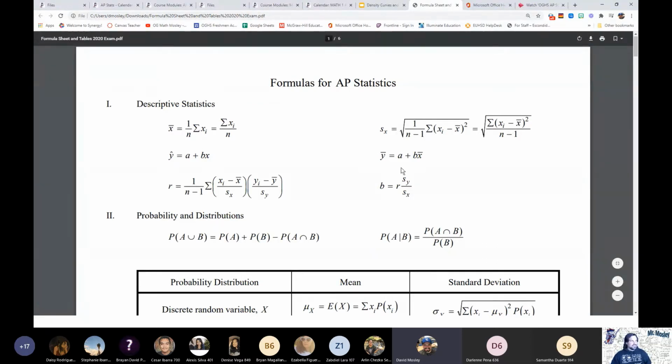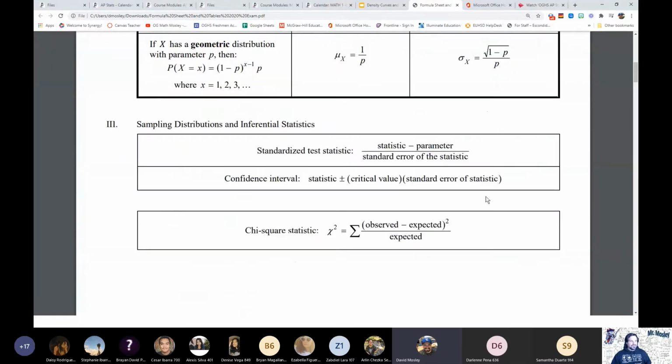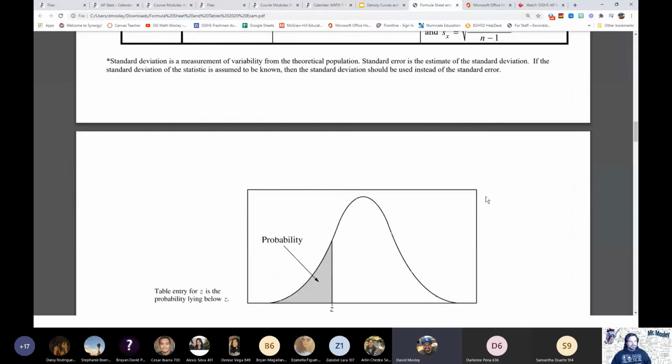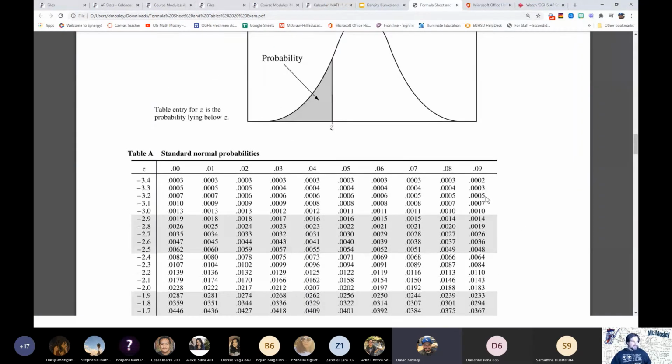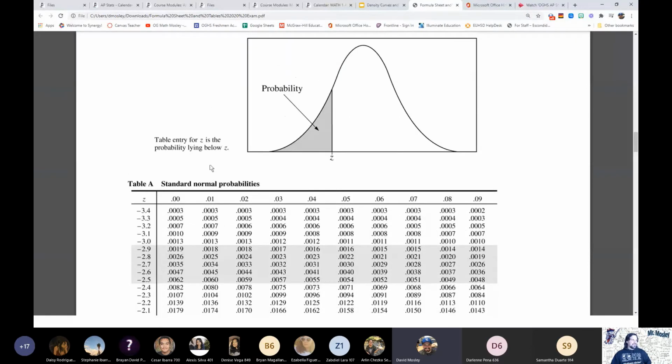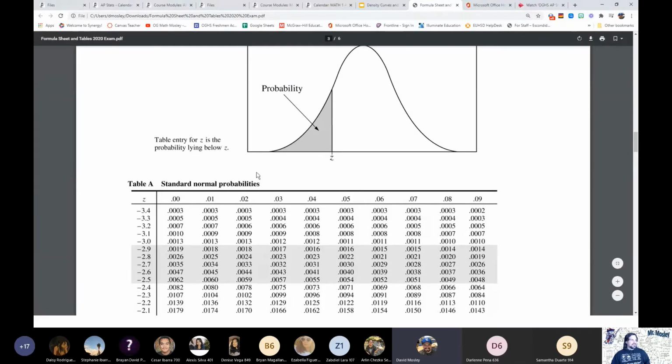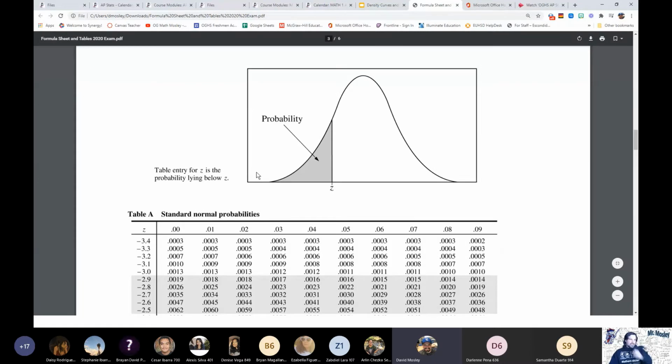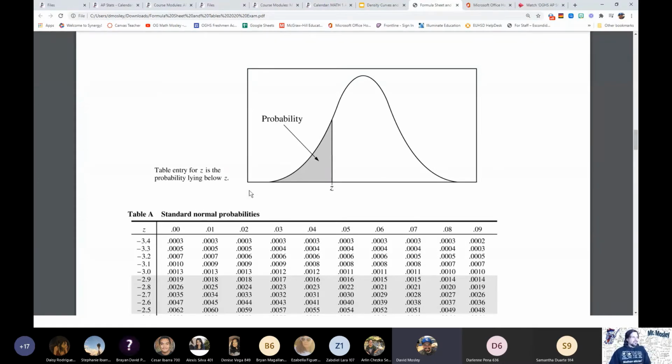Copy of the formula sheet and tables that were provided for the 2020 exam. Right, so you'll be provided this. The first table you get to is table A. It's a lot of numbers and a lot of values, and I'll show you how to use this. For now, essentially, if you're looking for a z-score somewhere along our horizontal axis, table A will give you the probability or proportion of observations that are less than z, or less than that z-score.